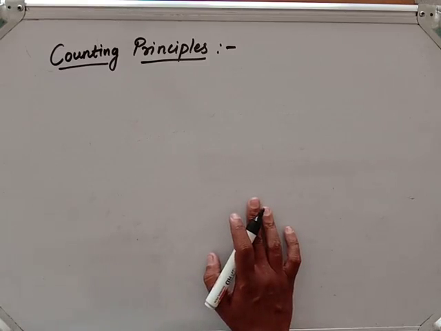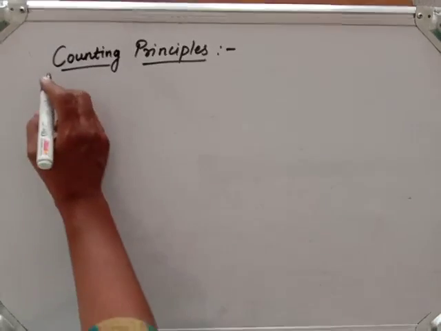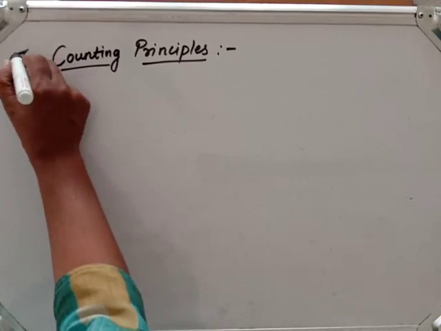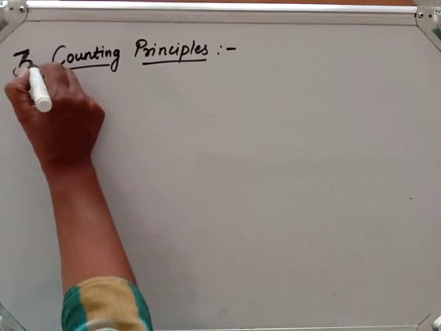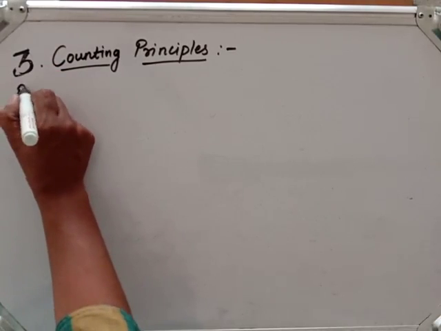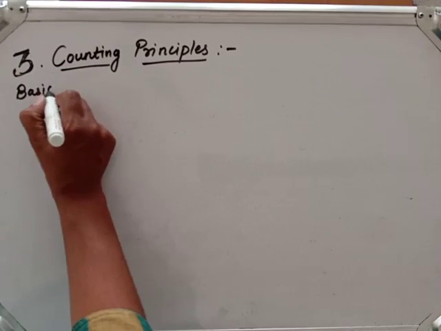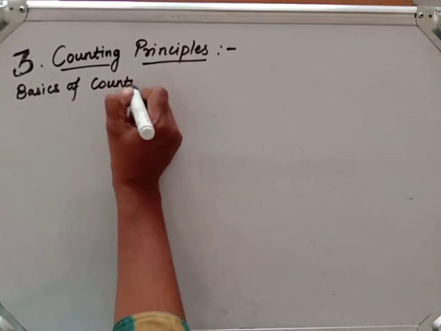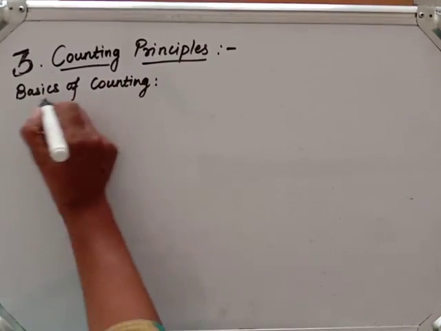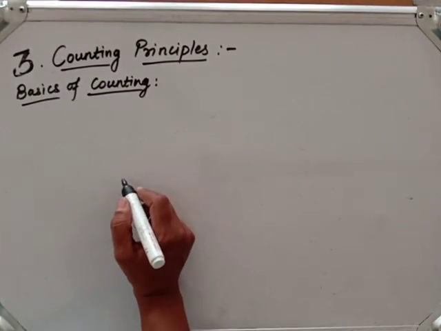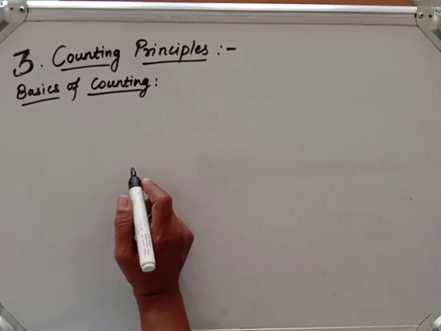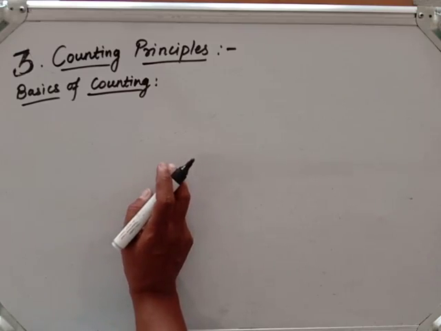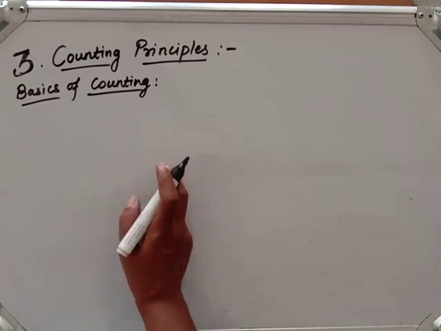So now let me start the basics of counting. This is chapter 3 in discrete mathematics. First of all, let us see the basics of counting. In the basics of counting we have to see the addition and product rules and the inclusion-exclusion principle.